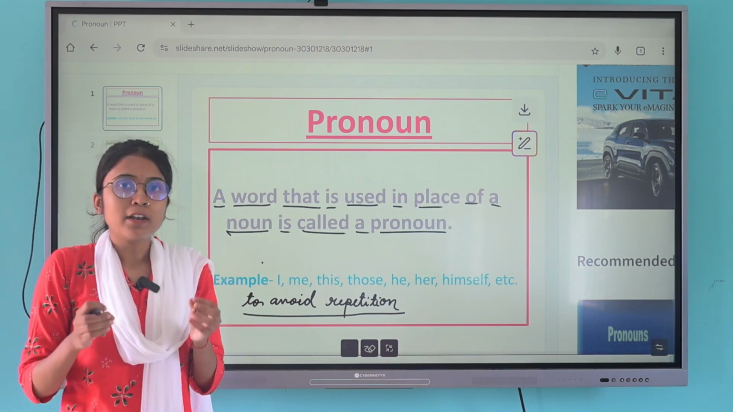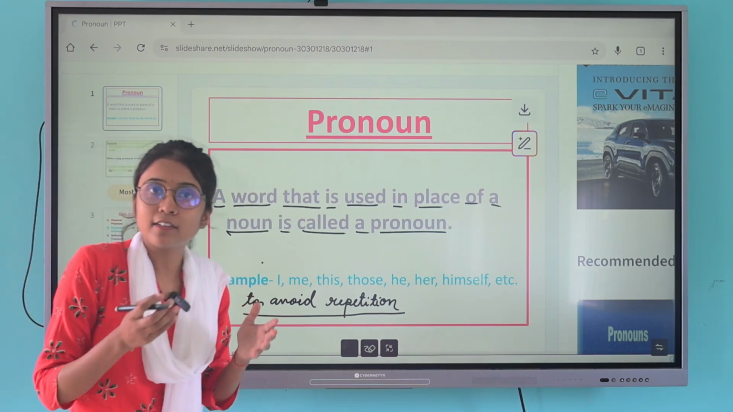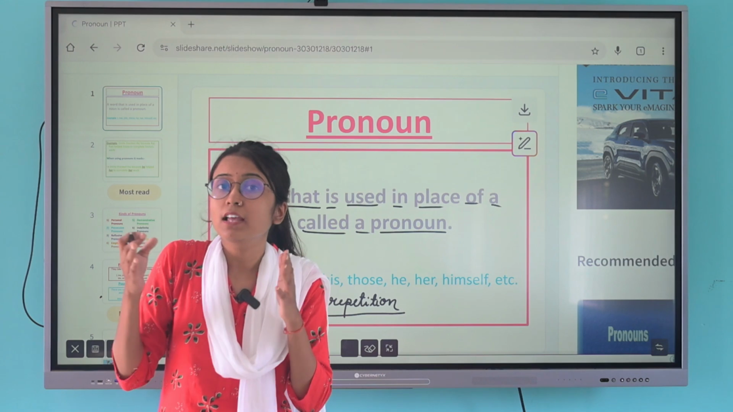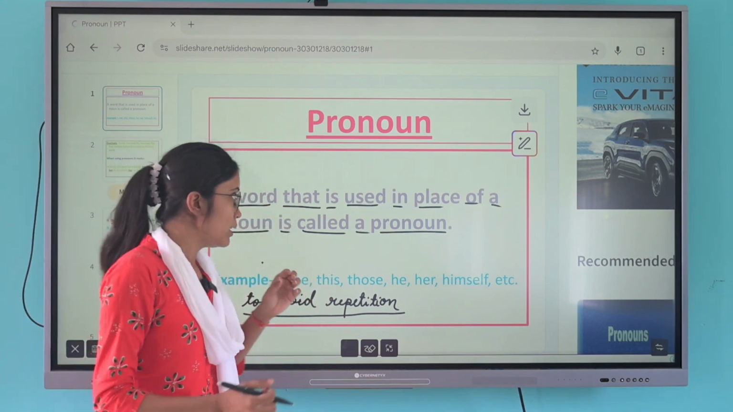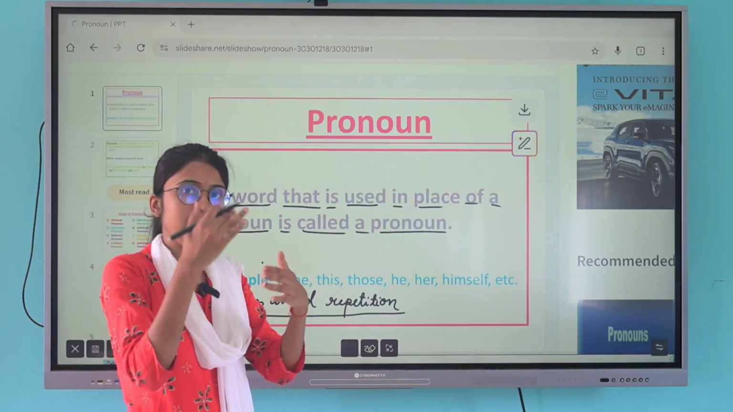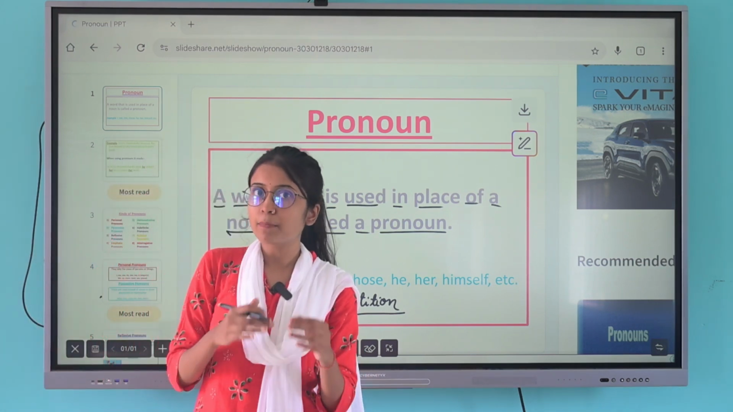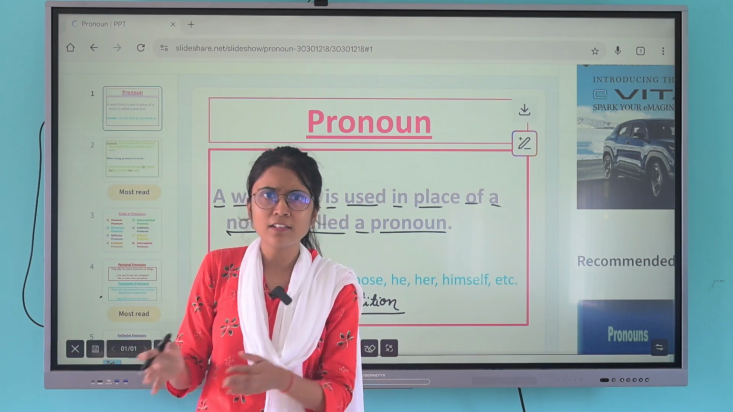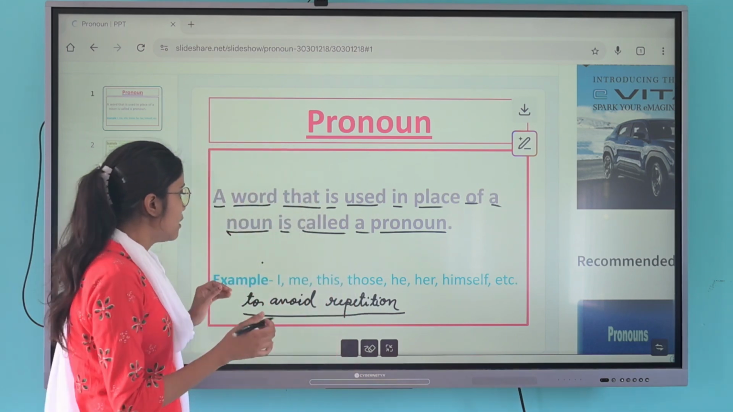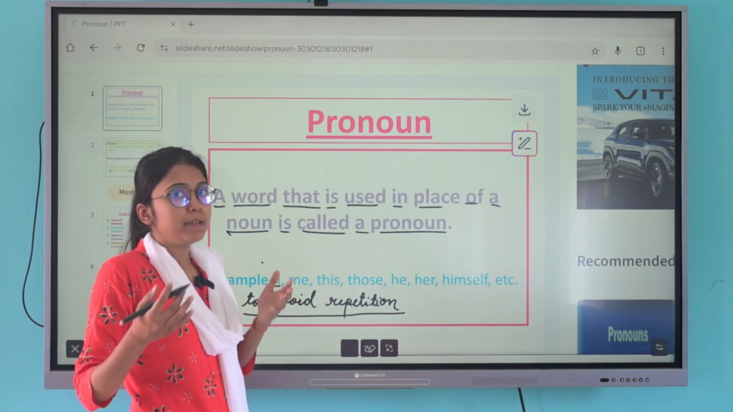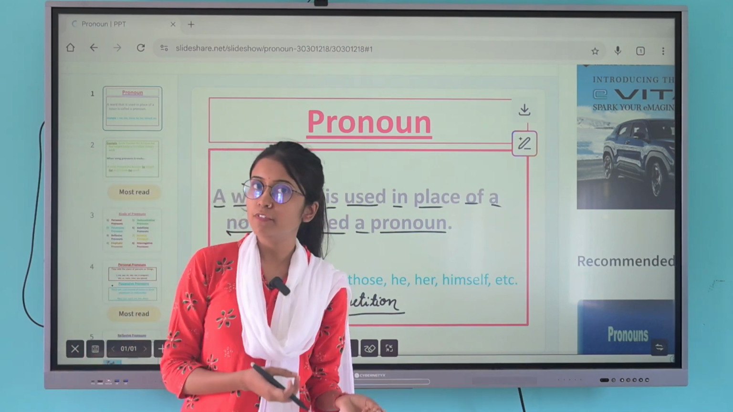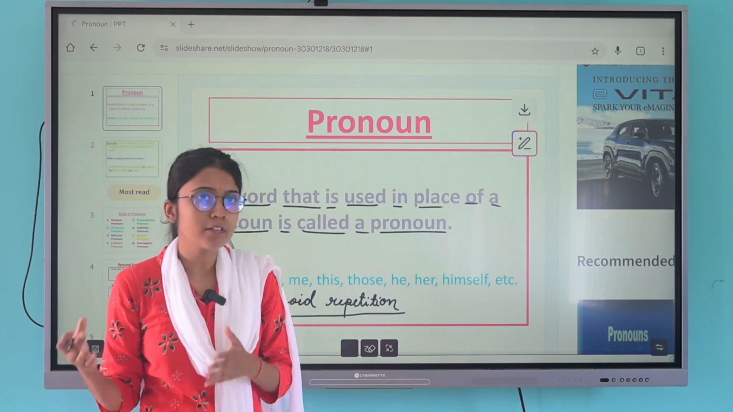And why are pronouns used in English grammar? Pronouns are used in English grammar to avoid the repetition of the noun. So let's see how we place the pronoun in any sentences in English grammar. Okay, and what are the examples of pronoun? The first ones are I, me, this, those, we, they. These are examples of the pronoun.